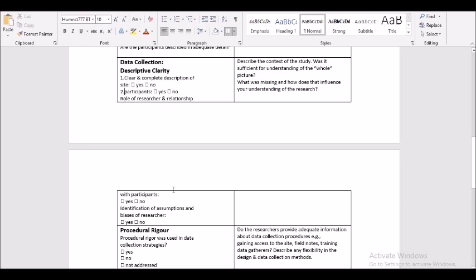Role of researcher and relationship with the participants. You have to say what level you are at, whether you are writing a paper or you have got a grant for a project with which you are associated, and through that particular grant you are trying to capture that particular part of the population, which can be a university, a college, a hospital, a market that you are trying to focus on, or a bank, kind of a thing. Identification of assumptions and biases of the researcher.